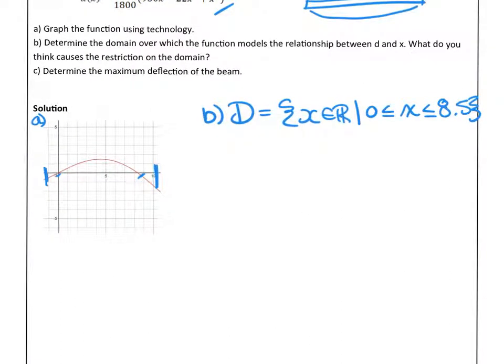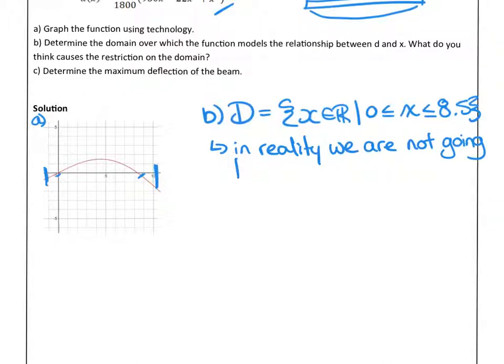What do you think causes the restriction on the domain? In reality, we are not going to have negative distances in this case, which happens in a lot of different examples.